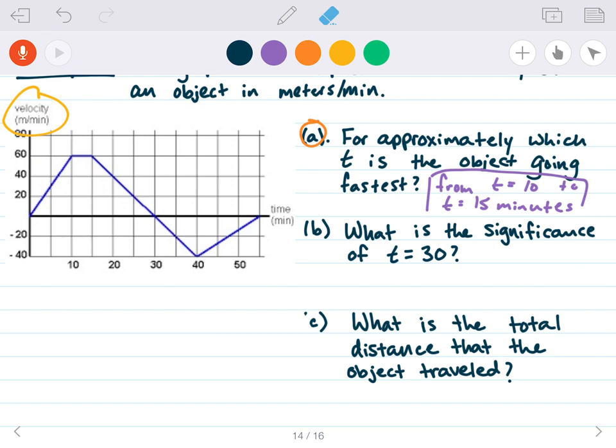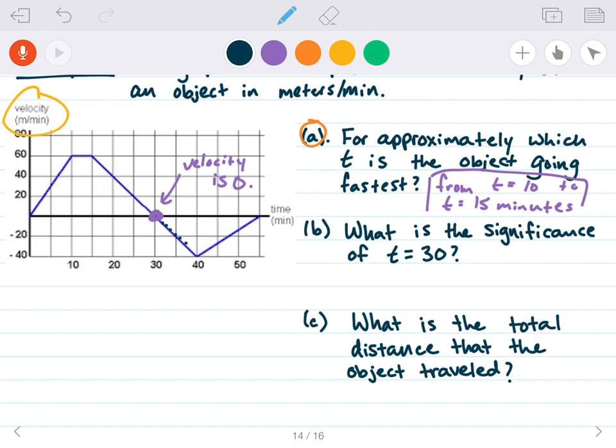All right, so part B says, what is the significance of t equals 30? What's happening here? That's when the velocity is 0. Not only that, it starts to dip below the x-axis. The velocity starts becoming negative.